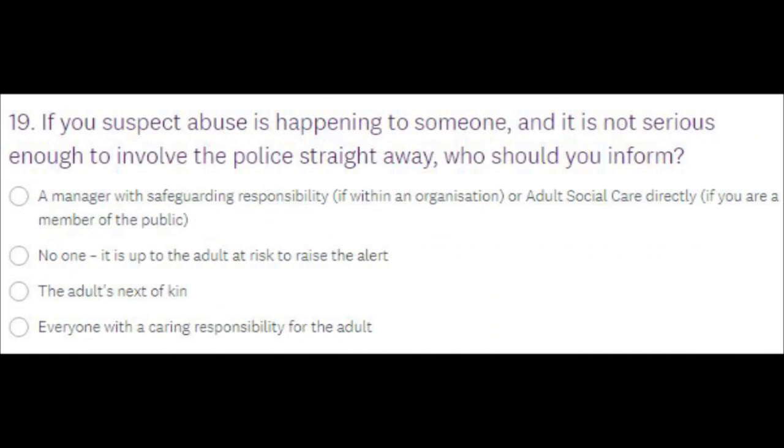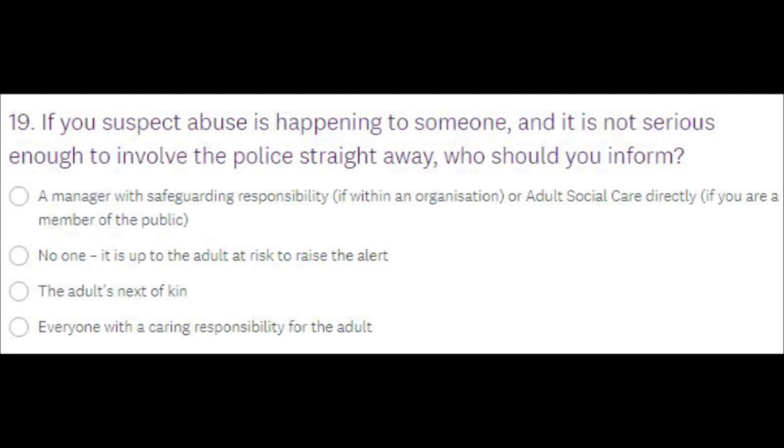Question number 19. If you suspect abuse is happening to someone and it is not serious enough to involve the police straight away, who should you inform? Option A, a manager with safeguarding responsibility if within an organization, or adult social care directly if you are a member of the public. Option B, no one, it is up to the adult at risk to raise the alert. Option C, the adult's next of kin. Option D, everyone with a caring responsibility for the adult.